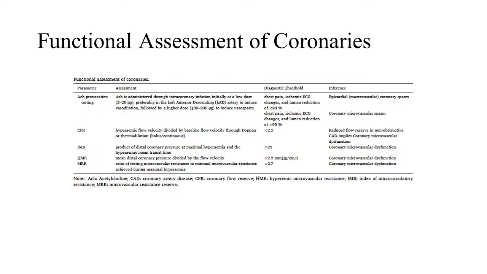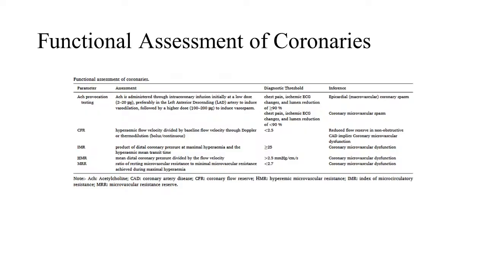And then you will study certain parameters, and based on their threshold values, we will diagnose it as coronary microvascular dysfunction. One of the things is the coronary flow reserve, CFR. When you are giving this adenosine, it is going to dilate your coronaries, so you will get hyperemic flow. That hyperemic flow velocity divided by the baseline flow velocity, which is measured by cardiac Doppler or thermodilution, gives you the CFR.